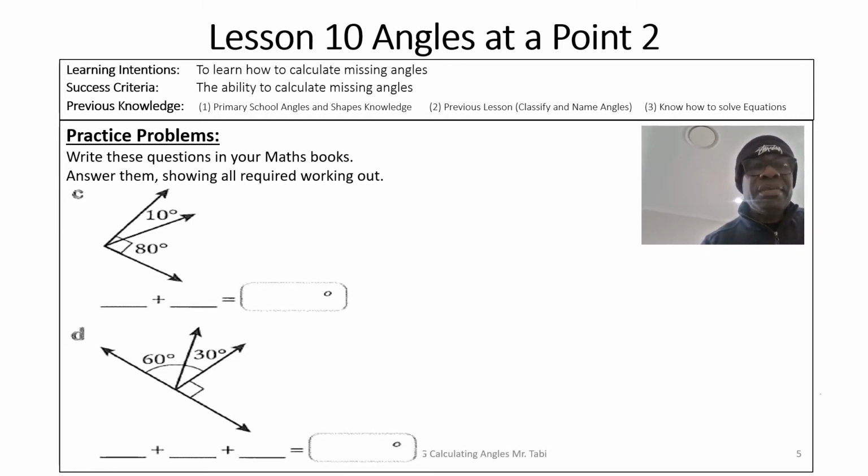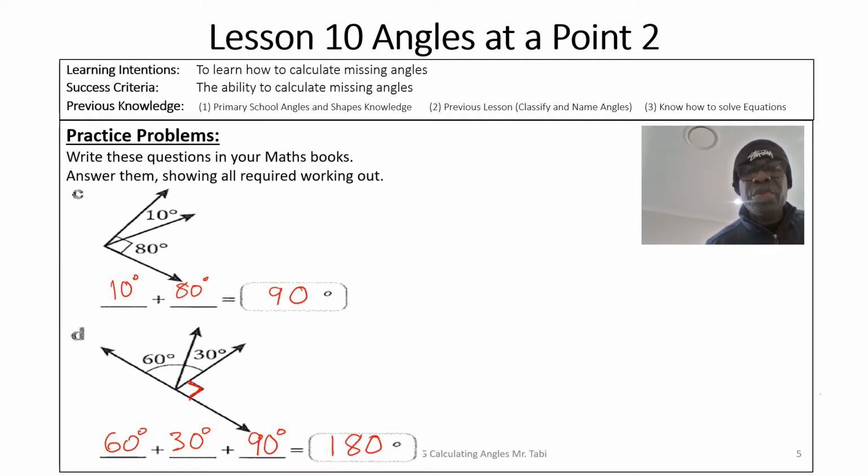So you can see you've got 10 degrees plus 80 degrees. And 10 plus 80 is what? 90 degrees. The degree sign is already there. What about here? You've got 60 plus 30 degrees. Now, the square we see there shows us that it is 90 degrees. That's the right angle. So 60 plus 30 gives us 90, and 90 plus 90 gives us 180 degrees, which we should expect. 180 degrees, the sum of angles in a straight line. Pretty straightforward.